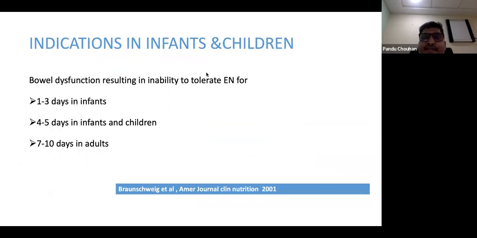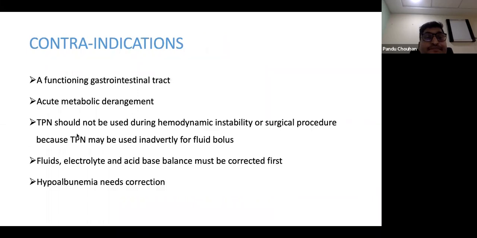When it comes to the indications in infants and children, bowel dysfunction resulting in inability to tolerate enteral nutrition for at least 1 to 3 days in infants, or 4 to 5 days in children, 7 to 10 days in adults. When there is expected bowel dysfunction for at least these days, the child should be started on parenteral nutrition early in the hospital course.